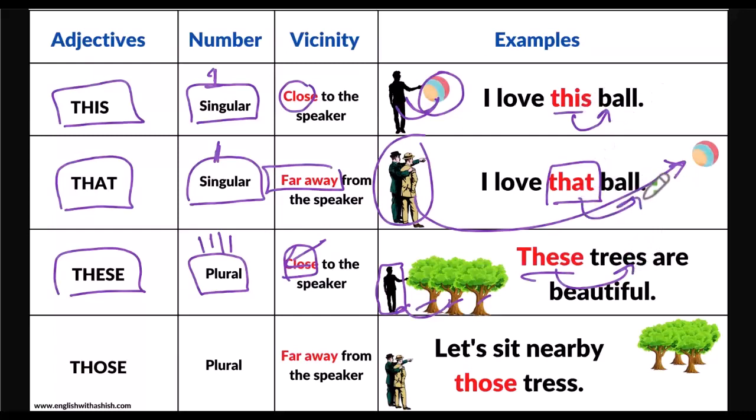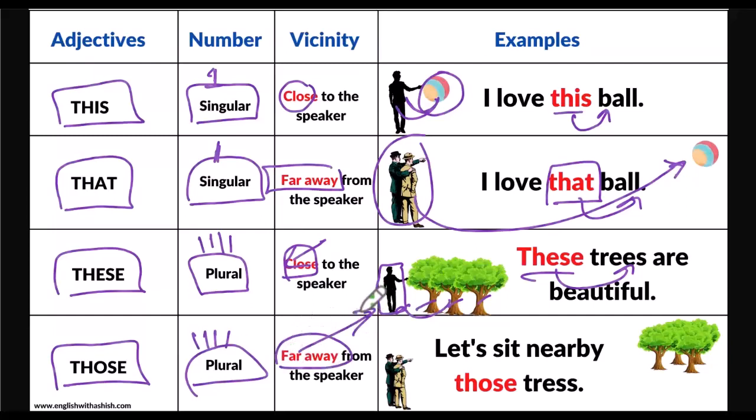Now comes the last type of a demonstrative adjective, which is those. It refers to a plural noun, more than one in number, and the noun it refers to is far away from the speaker in terms of space, which is what it usually does, or time. It could be time as well. Let's sit nearby those trees. So the speakers are standing here, and the trees they're referring to are quite far away. They're pointing out those trees quite far away, right? Those what?